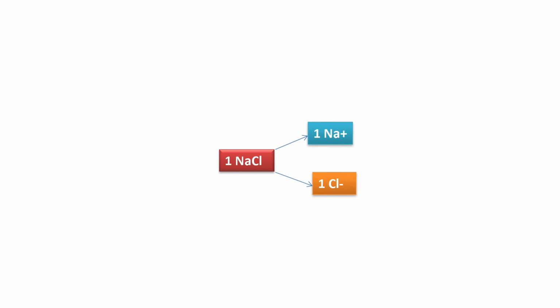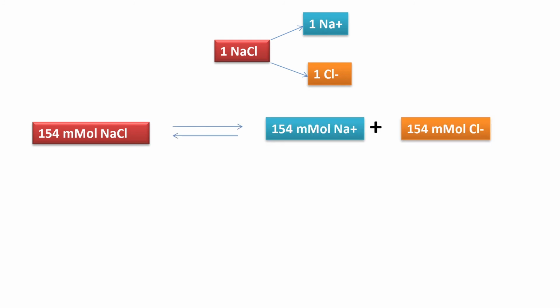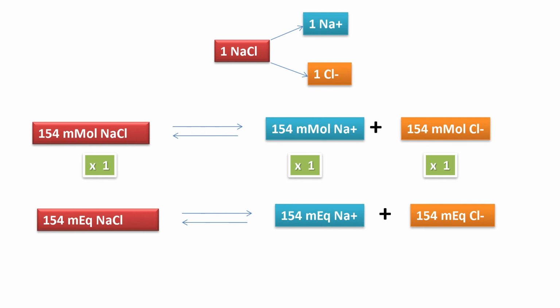One sodium chloride molecule dissociates into one sodium ion and one chloride ion. 154 millimoles of sodium chloride will give 154 millimoles of sodium and 154 millimoles of chloride ion. Now, if we multiply the molar value with the valency of each, we get the equivalent value, that is the milliequivalent value in this case. Therefore, 154 milliequivalent of sodium chloride will split into 154 milliequivalents of sodium and 154 milliequivalents of chloride ions.